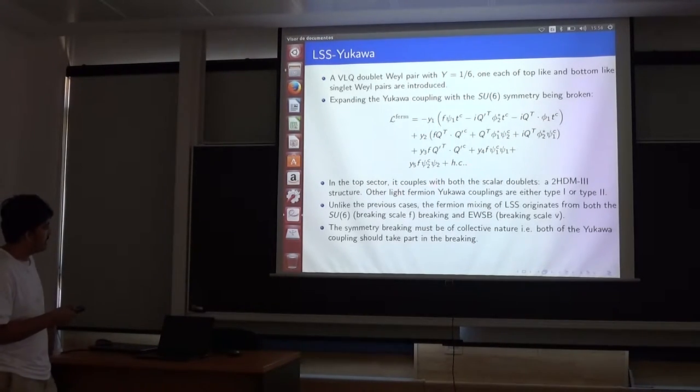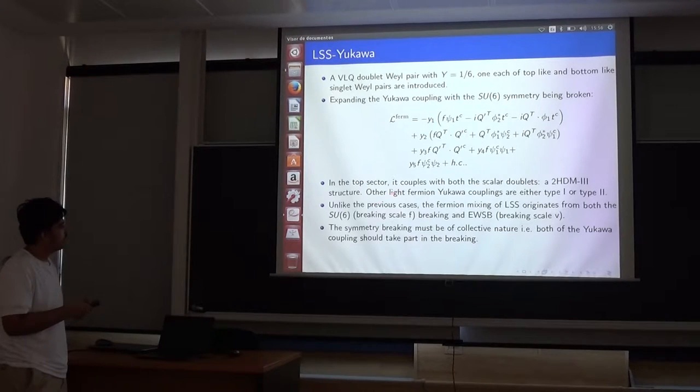So here in the top sector, the top couples with both the scalar doublets, so a 2HDM type 3 kind of structure, and the other light fermion Yukawa couplings can be made either type 1 or type 2, depending on which couplings we choose. These are mainly the top quark part and bottom quark part, and the other low mass quark parts have to be added.